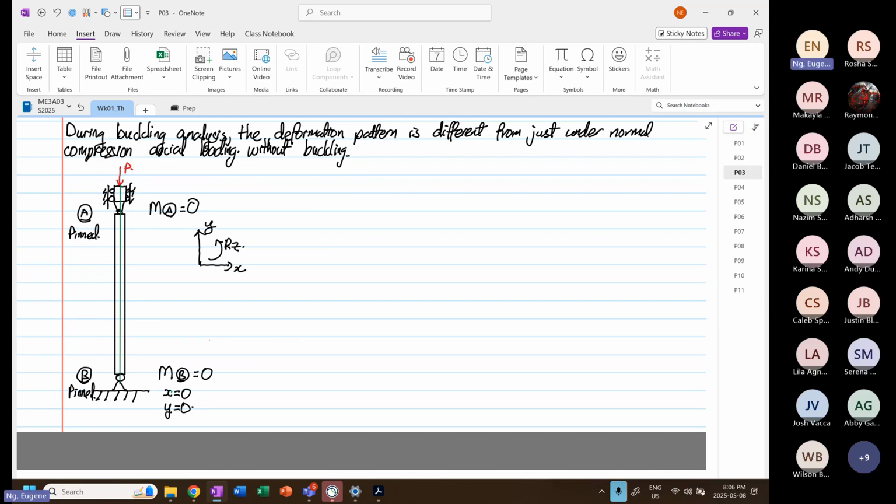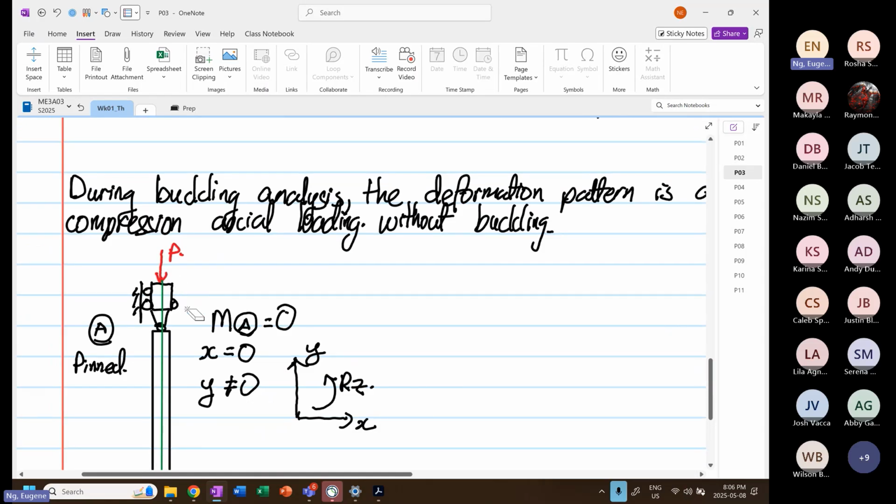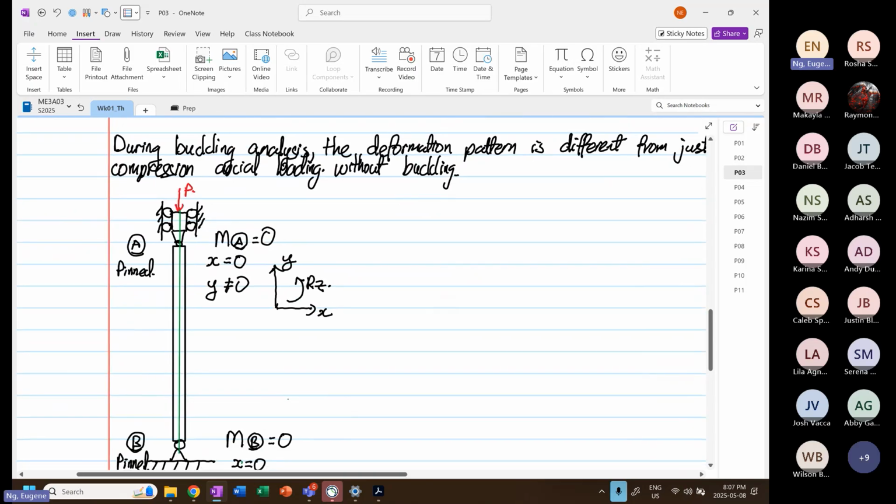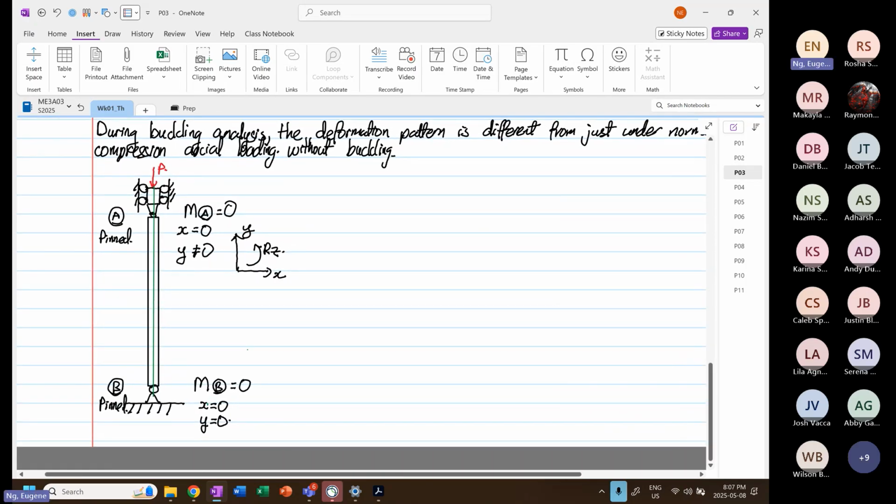Now, if we look at A, right, x is equal to 0, y is not equal to 0 because you have what? You have rollers down here. Yes or no? Let me zoom in so I can draw the rollers better. Okay, so we have rollers. Rollers means it can go up and down. Okay, it cannot go what? Left and right.